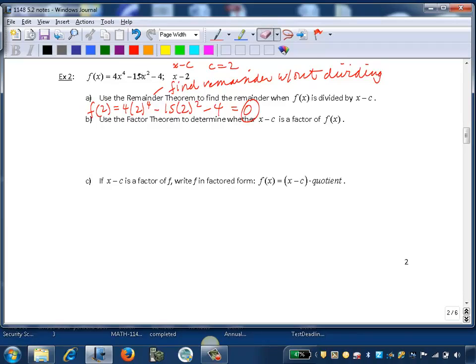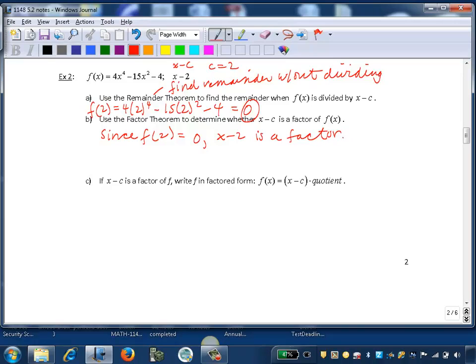So that says that if we were to divide f of x by x minus 2, we get a remainder of 0. So then part B, the factor theorem, we want to use the factor theorem to determine whether x minus c, which in this case is x minus 2, is a factor of f. Well, since our remainder was 0, we know that yes, it is a factor. So since f of 2 equals 0, we know then that x minus 2 is a factor.